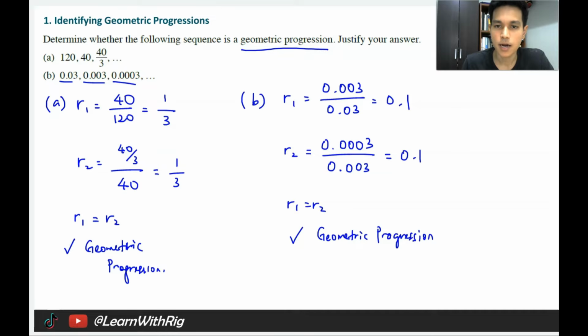Okay, so that is how you prove that it is a geometric progression. There is no question like this here, but if you do find a sequence where R1 is not equal to R2, then you can say that it doesn't fulfill the condition, so it is not a geometric progression. Okay, so that's how you solve this kind of question.